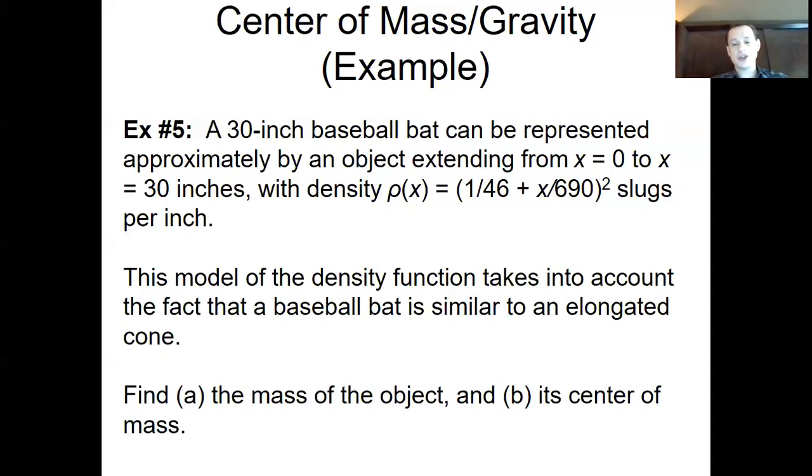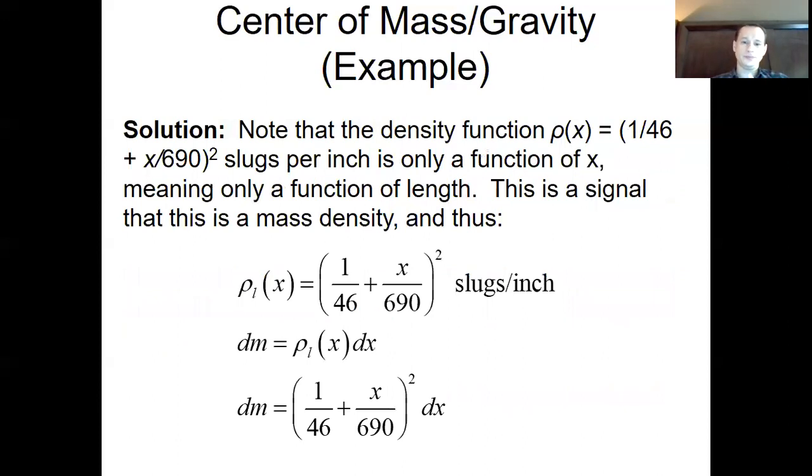Part A, find the mass of the object, and part B, its center of mass. How do you find the mass of the object? First of all, this is the density we just came up with: (1/46 plus x over 690) squared slugs per inch. It's given. What is a little chunk of mass? It's all about mass in these equations. They said find the mass and find the center of mass, so it's mass, mass, mass. This is a linear density, mass per length, so times a little length of my slice, dx, it gives me a little chunk of mass. This is the one I want to use. Plugging in what they gave you for the density, dm is this quantity squared dx. That's my equation for the mass of a tiny slice of this bat at x.